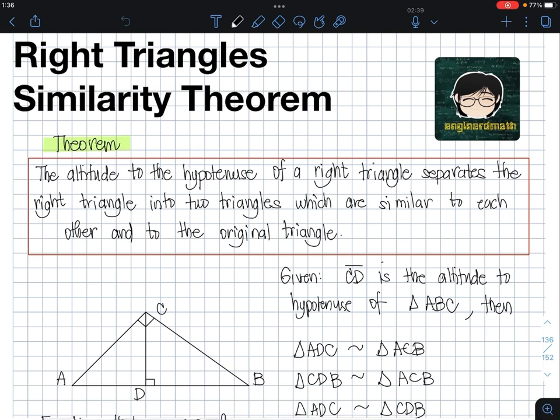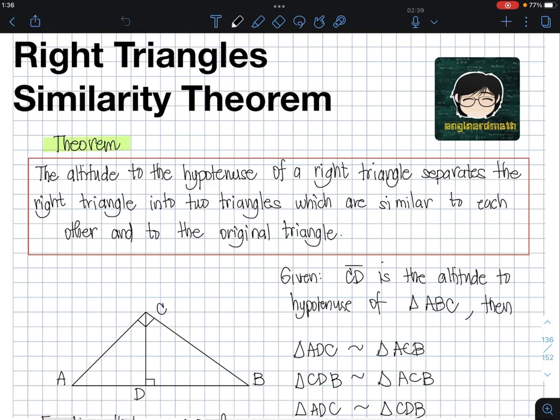So basahin natin yung theorem. So sabi, the altitude to the hypotenuse of a right triangle separates the right triangle into two triangles which are similar to each other and to the original triangle.